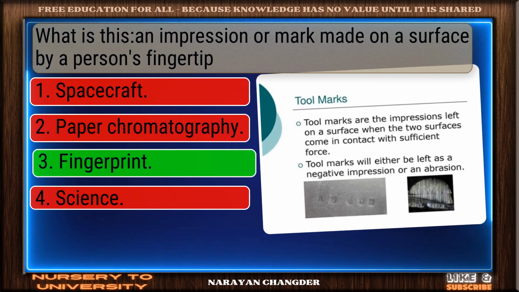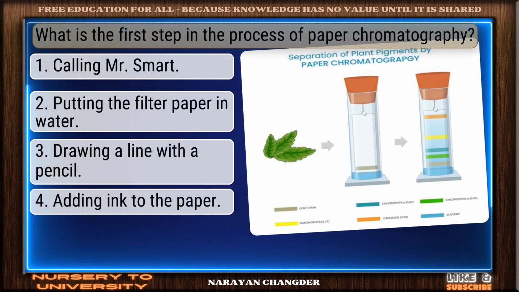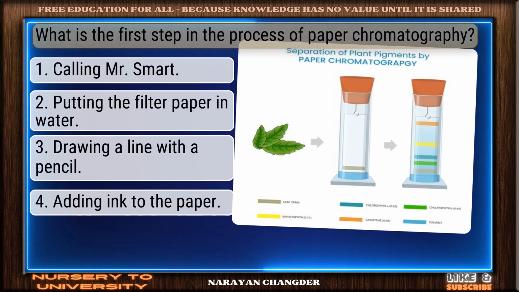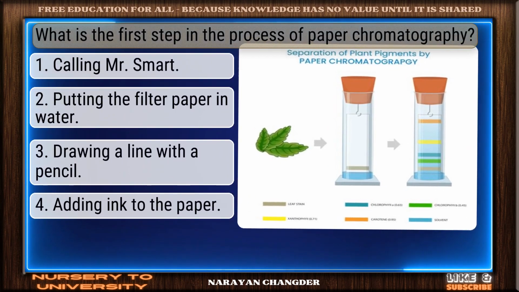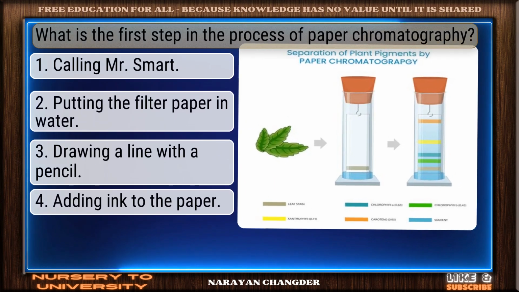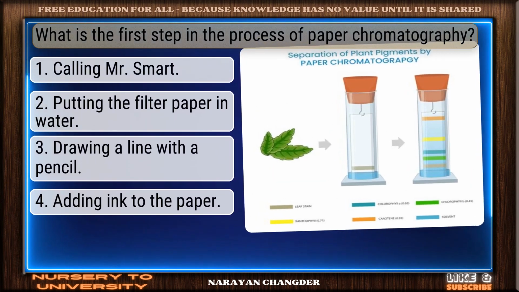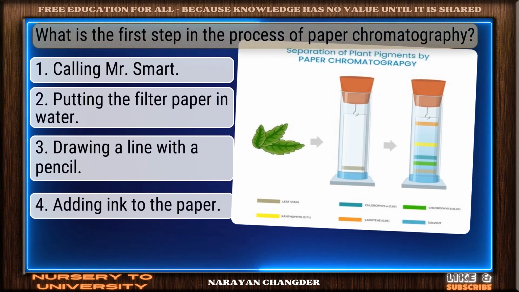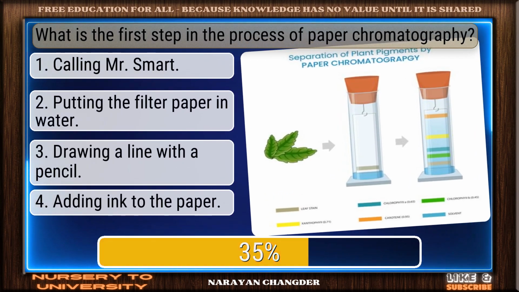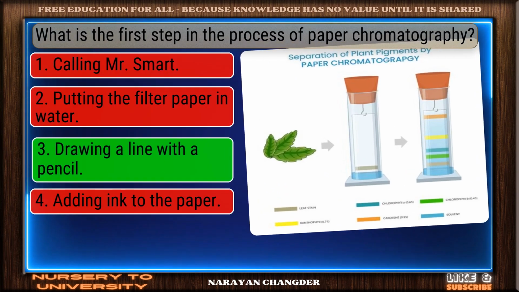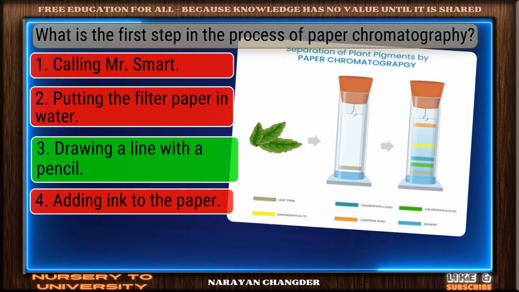Good job, fingerprint. What is the first step in the process of paper chromatography? Option 1. Calling Mr. Smart. Option 2. Putting the filter paper in water. Option 3. Drawing a line with a pencil. Option 4. Adding ink to the paper. Right, drawing a line with a pencil.